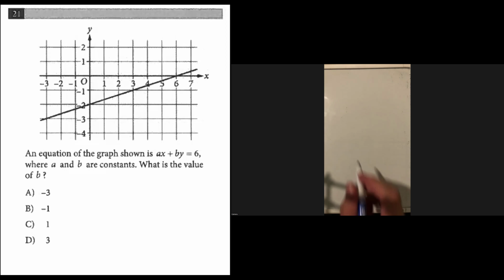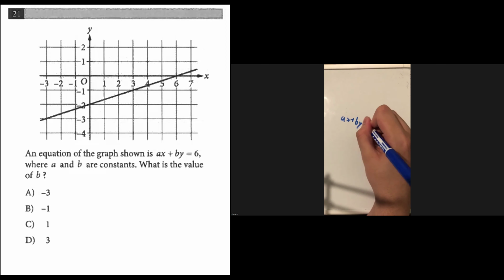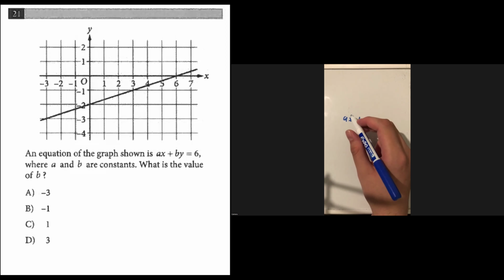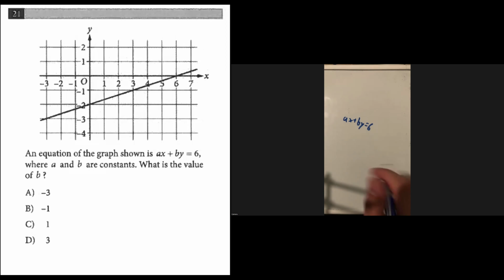Okay, so for question 21, we're given a line, ax plus by equals 6. What is the value of b? Well, let's just make it easier for ourselves. Let's just get rid of a. How do we do that? Well, we just set x equal to 0. A times 0 would always be 0. So at x equals 0, y is equal to -2, according to the graph. So -2 times b equals 6. 6 divided by -2 is equal to -3 equals b, which is answer choice A.